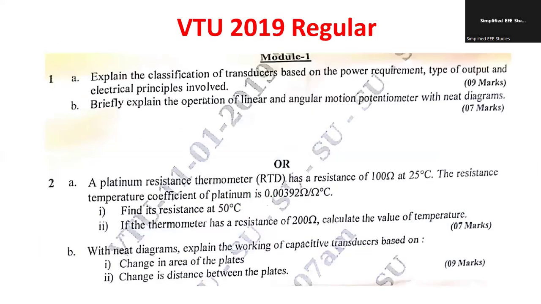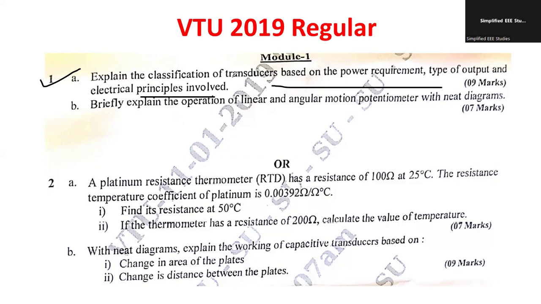Now we have another question paper. So look at this. Explain the classification of transducer based on the power requirement, type of output, and electrical principle. They mentioned 3 criteria, so 3 plus 3 plus 3, 9 marks you will be getting. So for the 3 criteria, you are supposed to do the division. In this regard, I request you to refer to my 5th video. The 5th video is based on the classification of transducers.